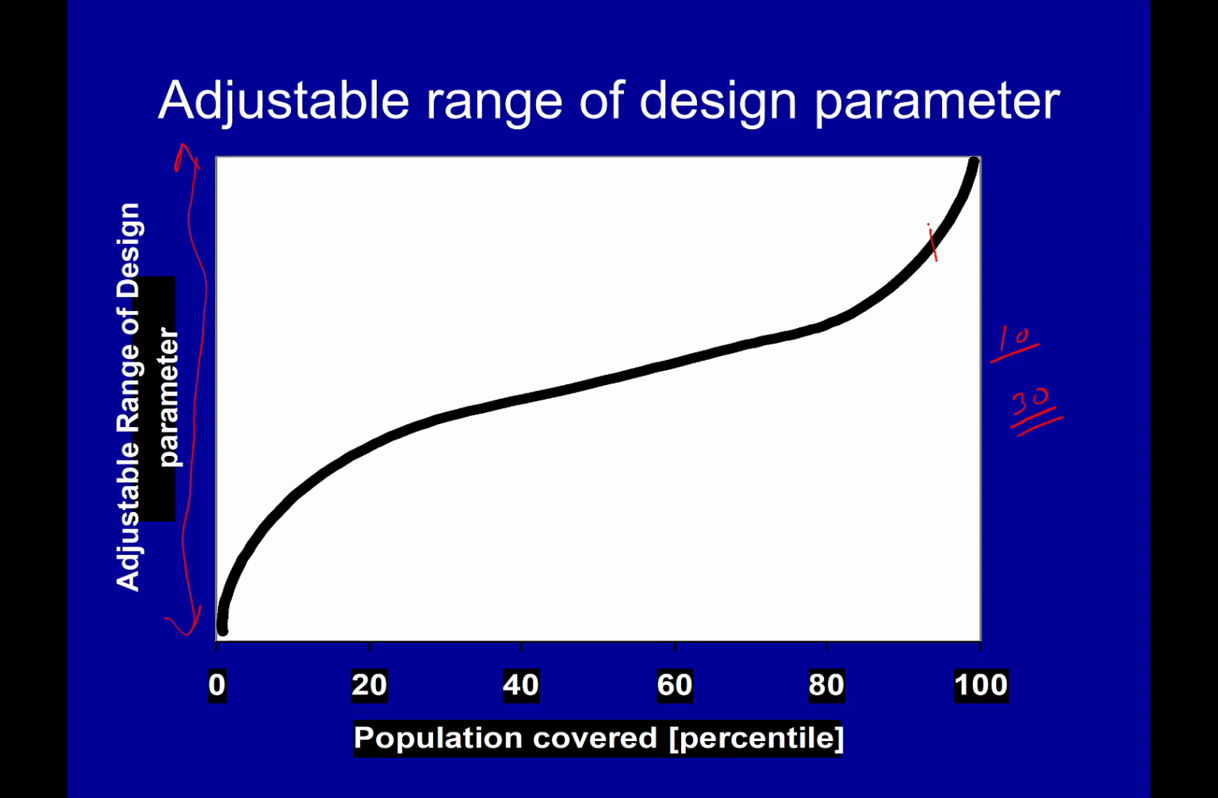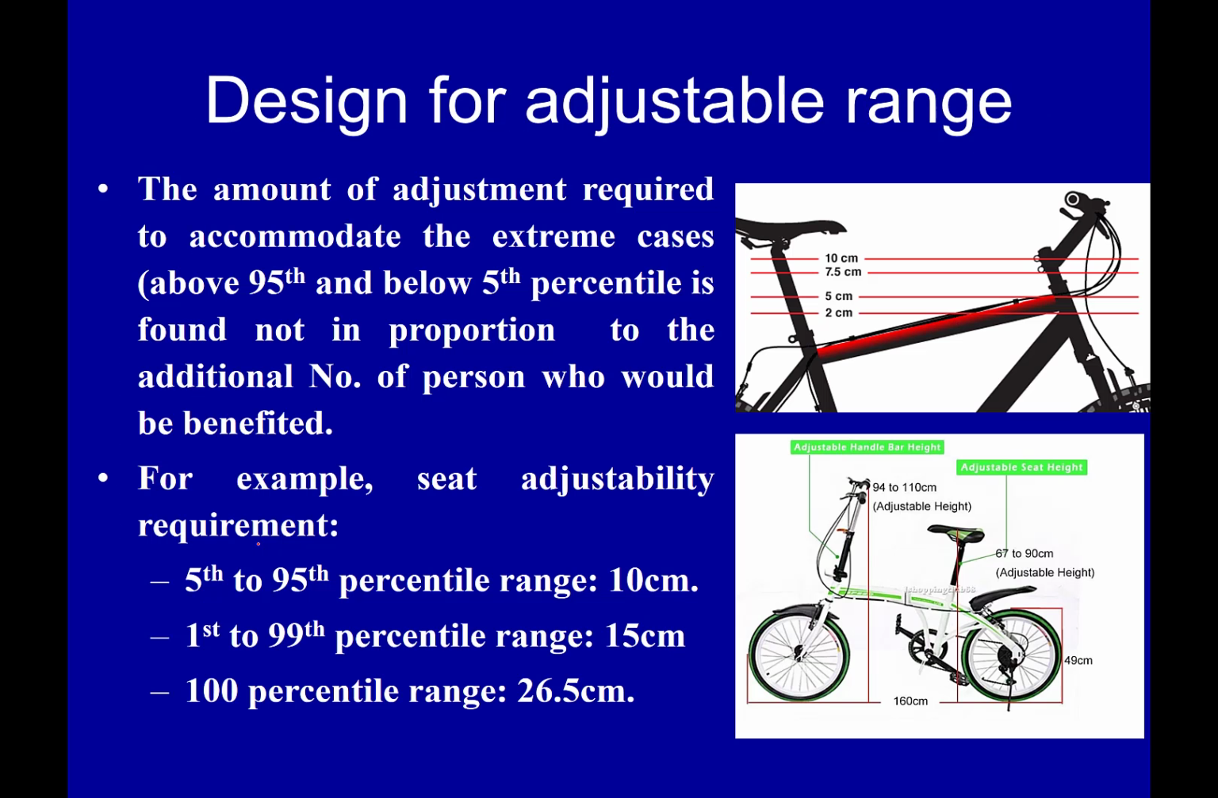So what we do, we cover the 5 to 95% of the population. The adjustable range is selected in such a way that it covers the 5 to 95% of the population, because at the extremes it will simply increase the cost without increasing the number of people who will be benefited with the increase of dimensions. So that's what you see.